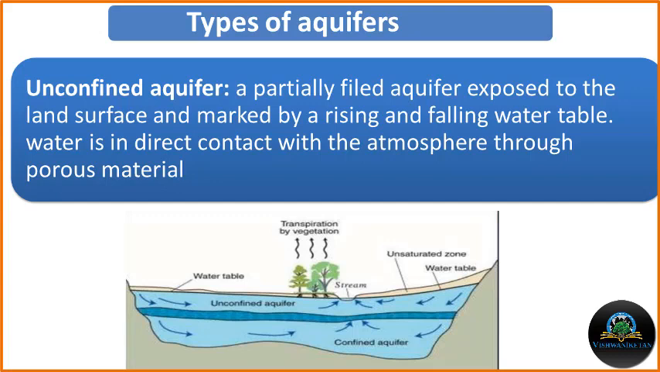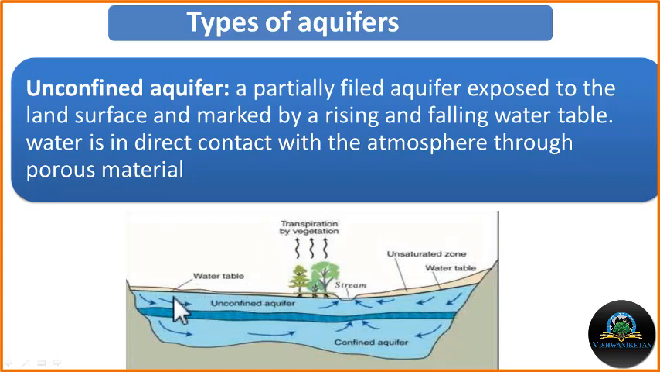During the rainy season, the groundwater surface may come up, so there may be a rise in the groundwater table. And during the summer time, when there is continuous discharge of water without recharge, then this groundwater table may go below.